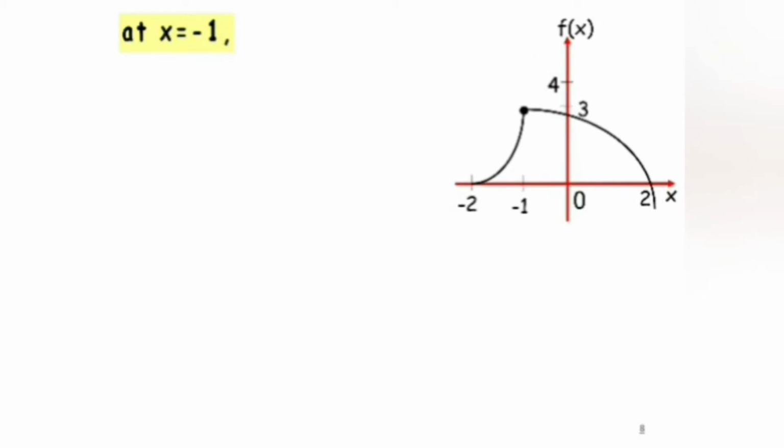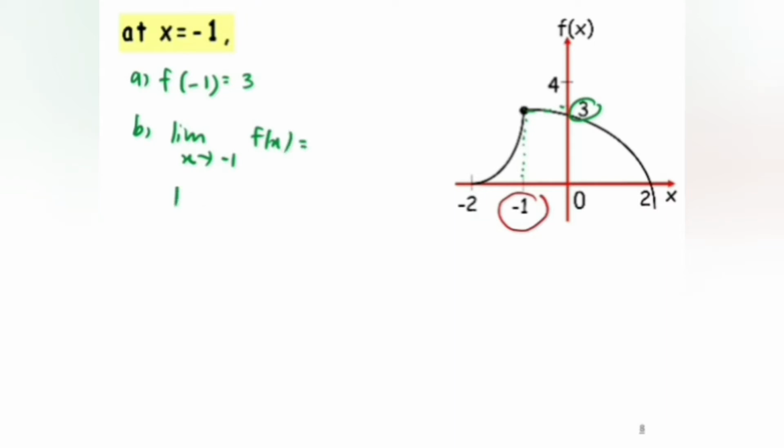Next question, determine whether the function is continuous at x equals -1. To know whether it is continuous or not, we have to check the three conditions of continuity. The first one is to find f(-1). So when x is -1, the function is 3. Second condition, check the left-hand limit and the right-hand limit.